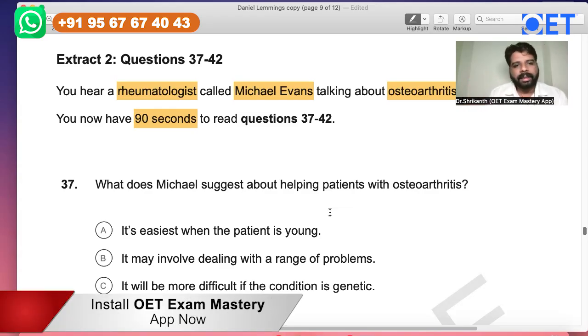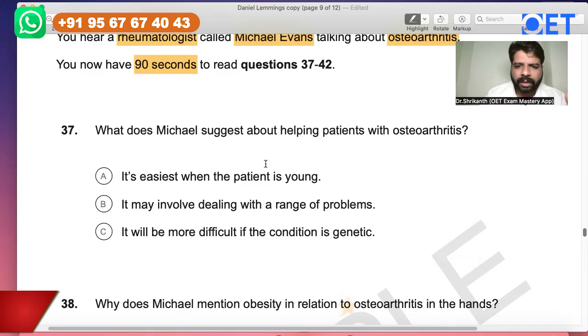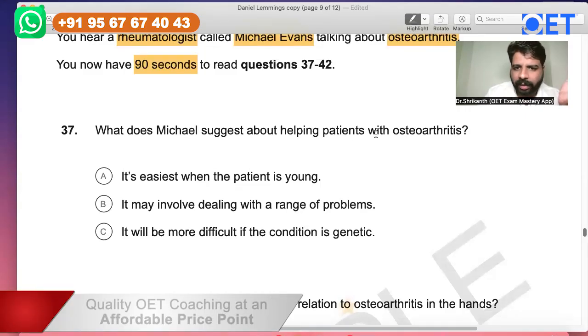So when you get 90 seconds, unlike other students, some students push themselves into anxiety mode. They will just simply read question 37 and answer it. They will just blindly read. Okay, what does Michael suggest about helping patients with osteoarthritis?